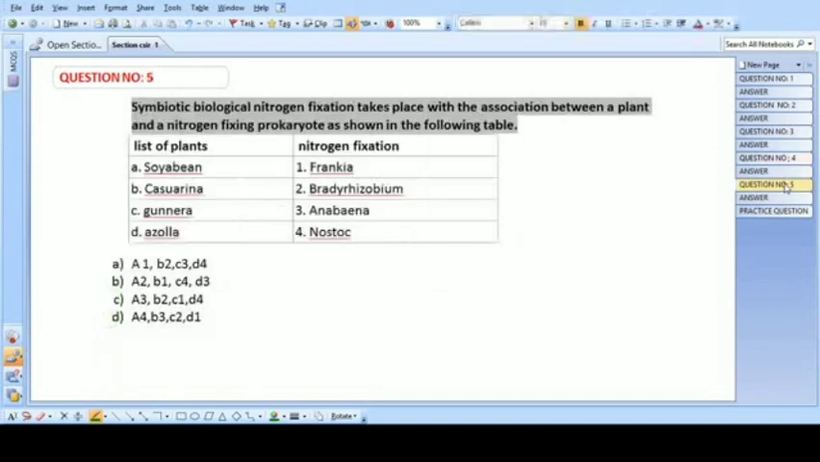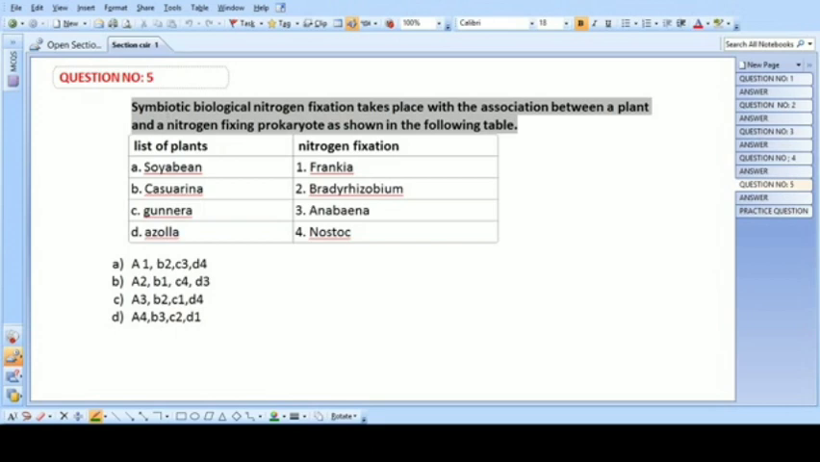Next, we are going to question number 5. Here, the question explains nitrogen fixation. You all know about symbiotic biological nitrogen fixation. And the question is a match the following type, and this type of match the following questions are continuously asked in the CSIR exam. So, you have to study in that way.